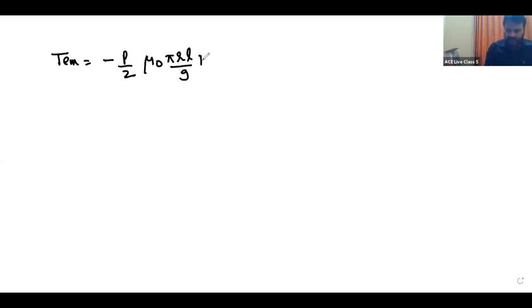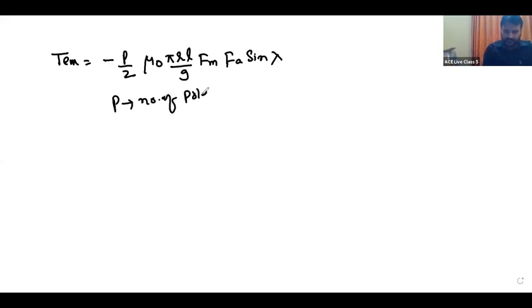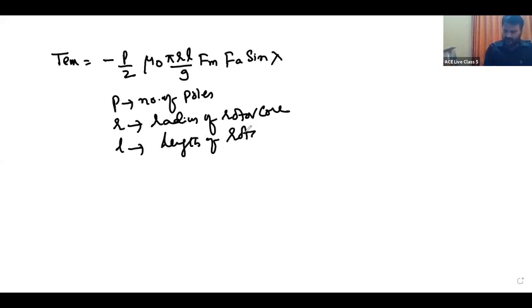And the expression for the electromagnetic torque: T_EM is equal to minus (P/2) times (pi mu naught R L / g) times F_M and F_A sin lambda, where P is the number of poles, R is the radius of the rotor core, L is the length of the rotor core, G is the air gap length.